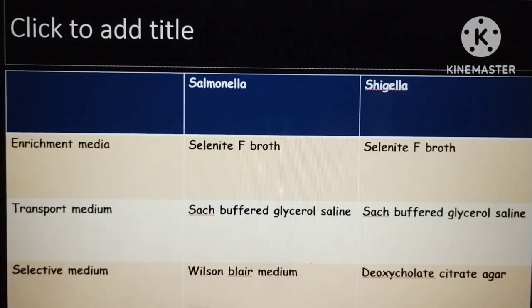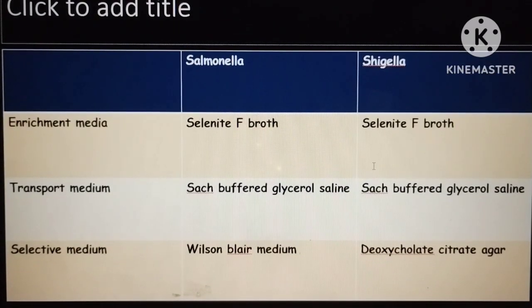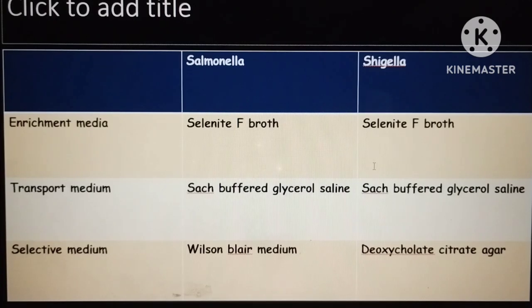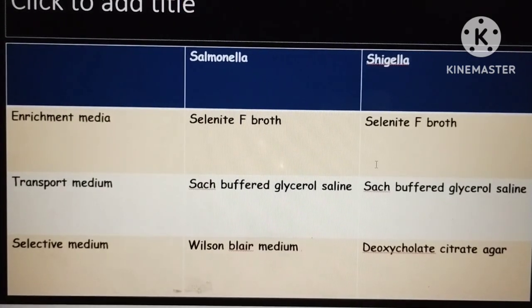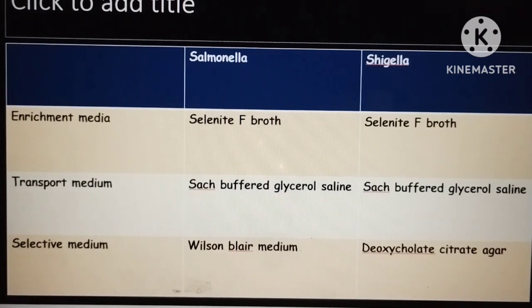Coming to the enrichment medium and the selective medium for both Salmonella and Shigella. The enrichment medium for both is selenite broth, and the transport medium is buffered glycerol saline. The selective medium for Salmonella is Wilson-Blair medium, whereas for Shigella it is DCA. Here, Wilson-Blair medium usually produces jet black colored colonies.